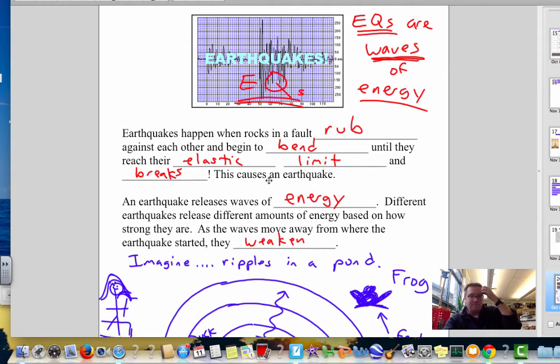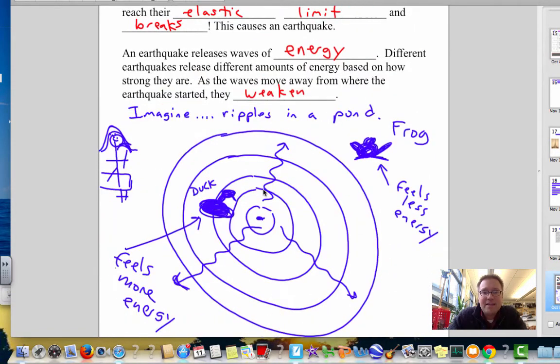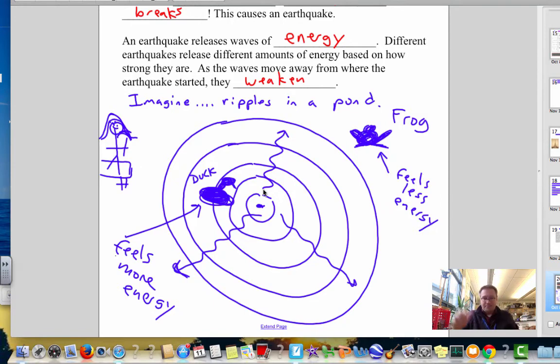So earthquakes happen when along a fault there's movement, and that movement releases a whole bunch of energy. And that energy moves from one point away. Like ripples in a pond, if you dropped a pebble in a pond, the energy from when that rock hit the water moves away from that single point and moves out. And as things go far away, the energy dissipates. It kind of gets less and less. So if there was a duck near where the pebble fell in, it would feel more energy. A frog that was farther away from it would feel less energy.